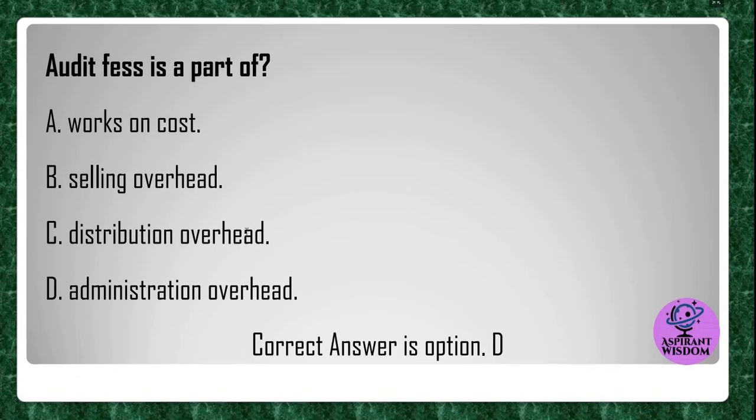Audit fees is a part of A. Works on cost, B. Selling overhead, C. Distribution overhead, D. Administration overhead. Correct answer is option D.